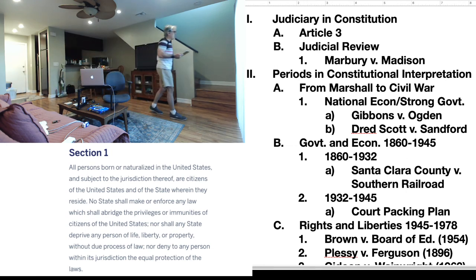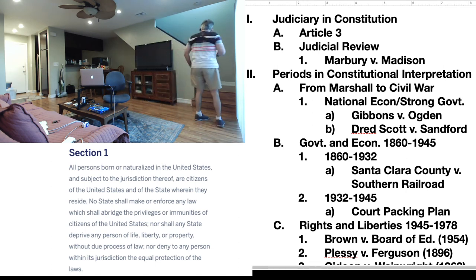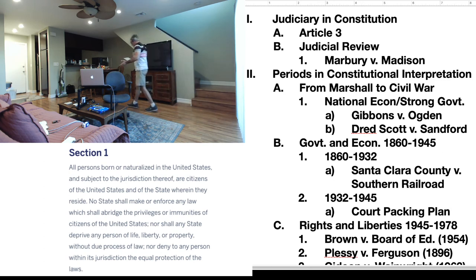Improving working conditions, you know, the 8-hour work week, safety on the job, all that was declared unconstitutional. Protecting consumers from unsafe products was also declared unconstitutional. All right? This love affair between the Supreme Court and corporations lasted until 1932. And that brings us to the second period that extends from 1932 to 1945 on our outline.